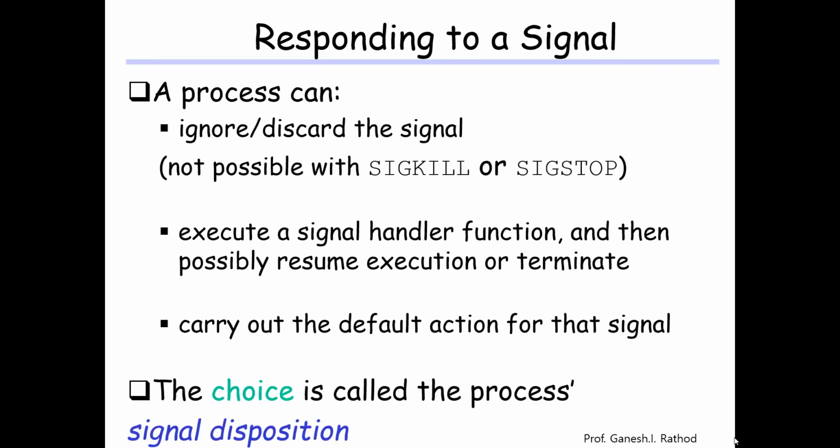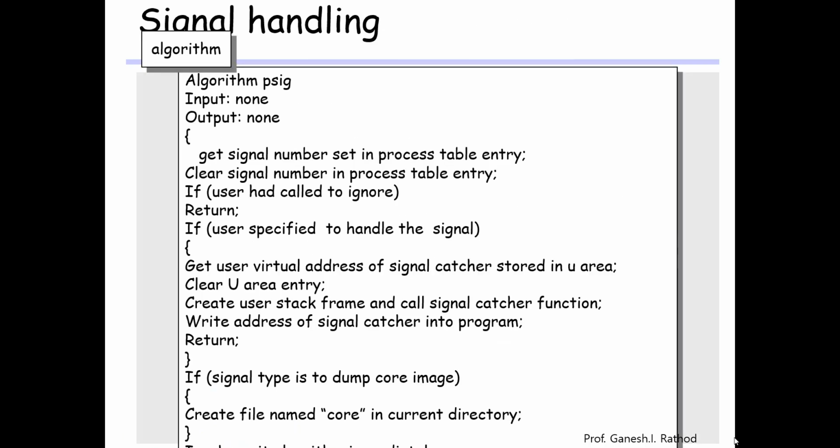Just remember, whenever a signal comes, I can do three things. I can ignore or discard the signal, execute the signal handling function, or do the default action. This is the normal algorithm for signal handling. The name of the algorithm is psig. Input is none and output is none.